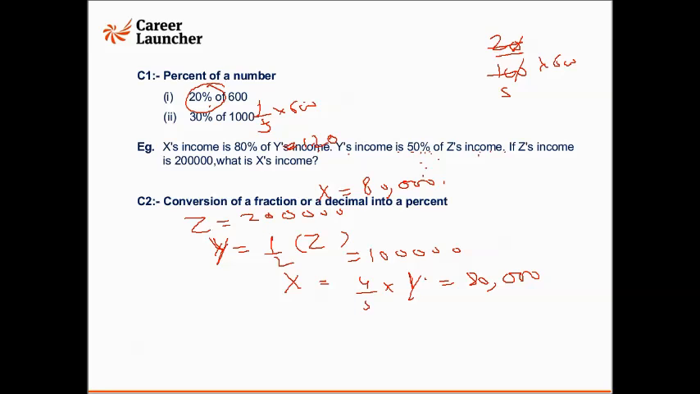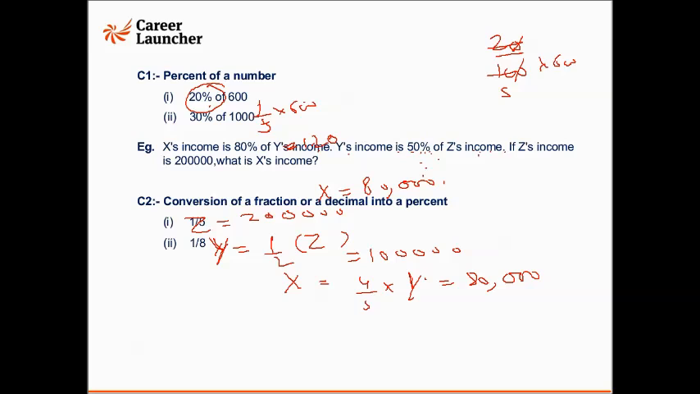Now, conversion of a fraction or a decimal into a percent. How do you change a fraction into a percent? You just multiply the fraction by 100. Like 1 by 5 is given, 1 by 5 into 100. If you do this, then you will get 20%, right? You have to just multiply it by 100. 1 by 8. So 1 by 8 is nothing but 12.5%.